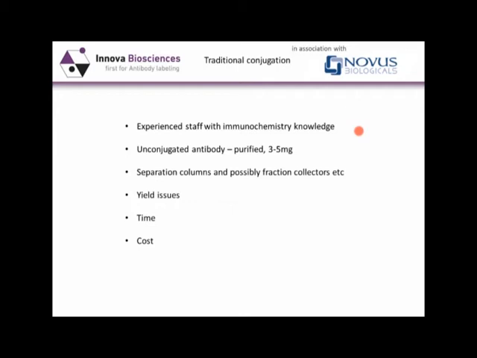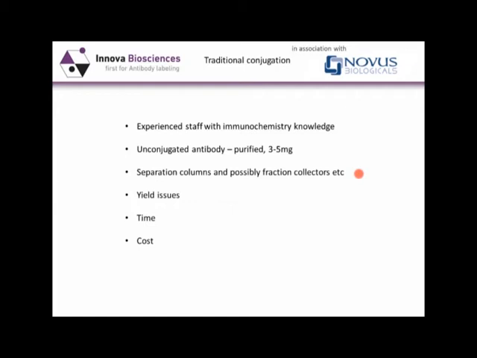To link fluorescein to an antibody is relatively straightforward. To link a phycobiliprotein, such as phycoerythrin, to an antibody is much more complex. You will also need a relatively large amount of your unconjugated antibody in purified format, typically perhaps 3 to 5 milligrams. Traditional conjugation techniques also invariably rely on having separation columns and potentially fraction collectors, etc. The separation columns are there to remove unconjugated antibody from conjugated antibody and also from free dye.